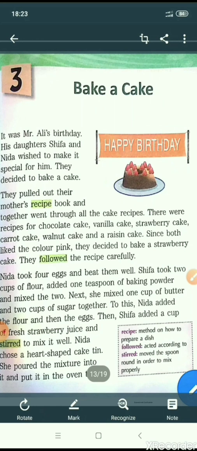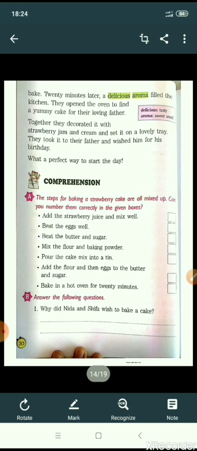Nida chose a heart-shaped cake tin. She poured the mixture into it and put it in the oven to bake. 20 minutes later, a delicious aroma filled the kitchen. They opened the oven to find a yummy cake for their loving father.